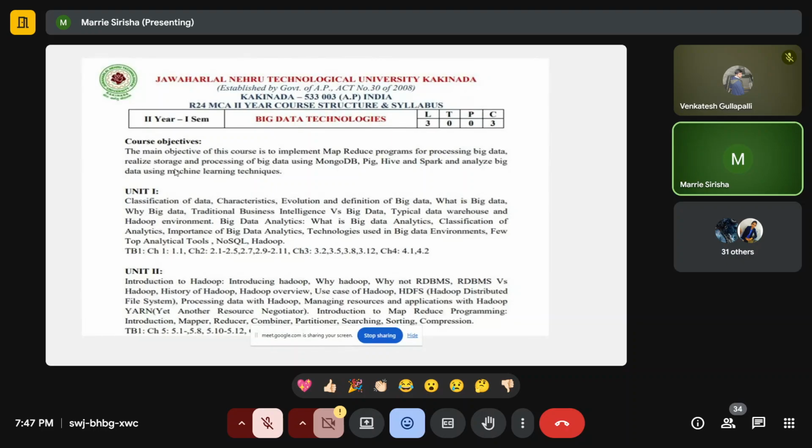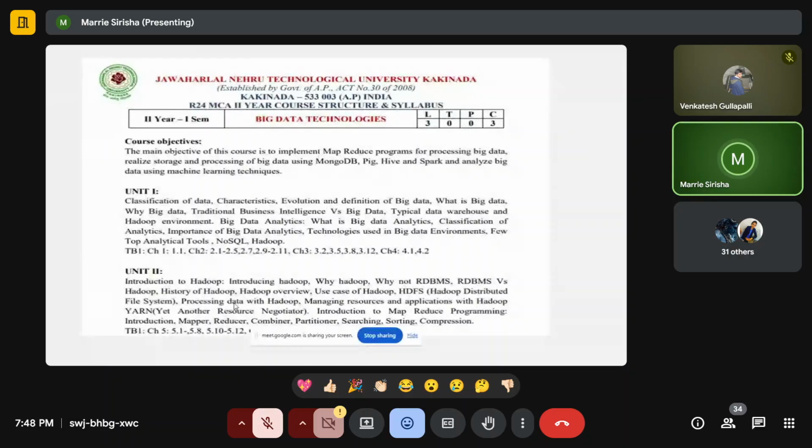Hadoop is an open source framework, and the history of Hadoop, how Hadoop was found, and a Hadoop overview, and what the uses of Hadoop are. HDFS is an important component of Hadoop, that is the Hadoop distributed file system, and processing the data with Hadoop. As I told you, HDFS, Hadoop distributed file system, is used for storage, and how it is stored and processed with Hadoop, and managing resources and applications with Hadoop.